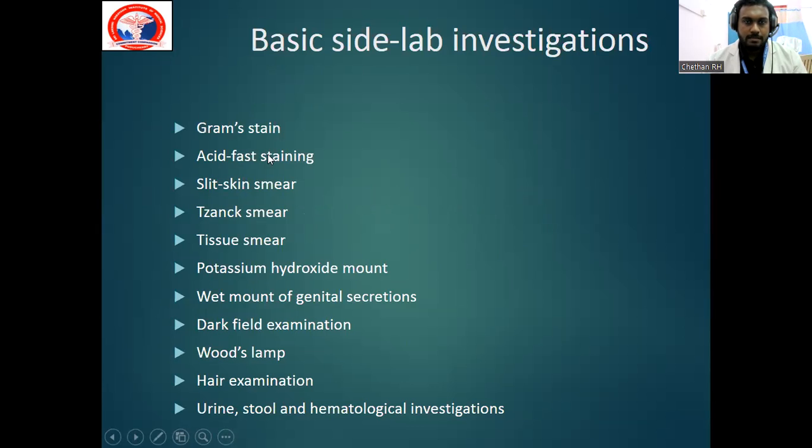These are the various side lab investigations which we use in dermatology. They include gram staining, acid fast staining, slit skin smear, Tzanck smear, tissue smear, potassium hydroxide mount, wet mount of genital secretions, dark field examination, Wood's lamp, hair examination, and sometimes even urine, stool and hematological investigations such as ESR.